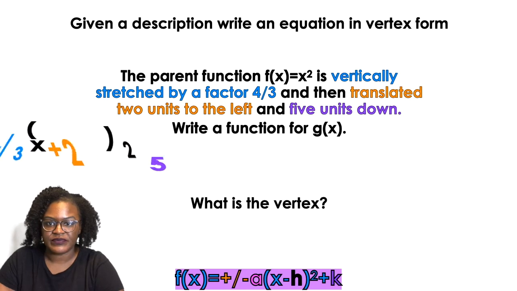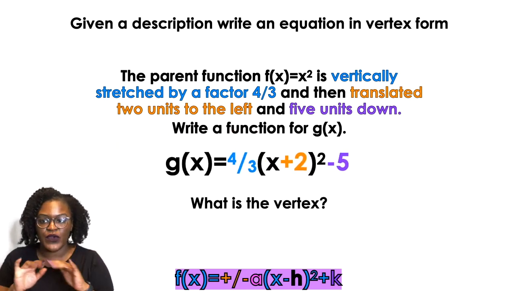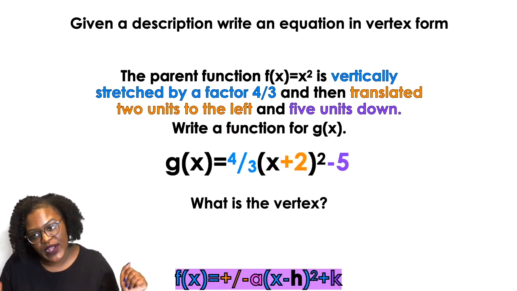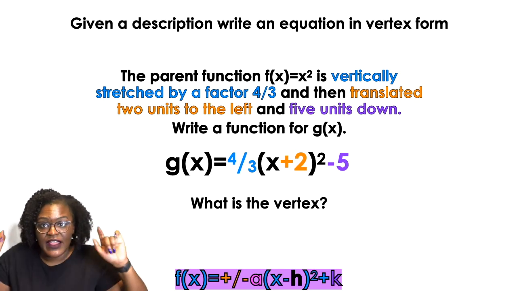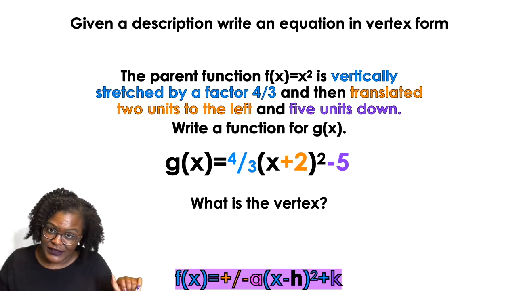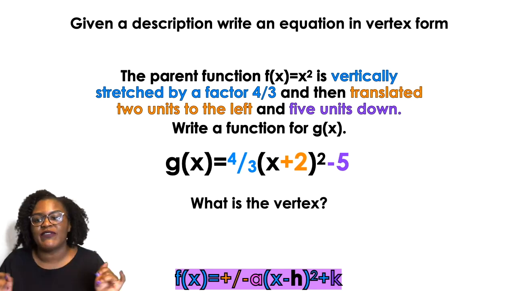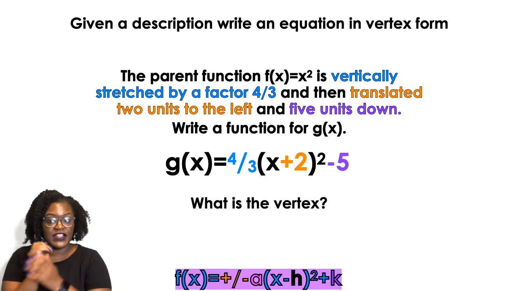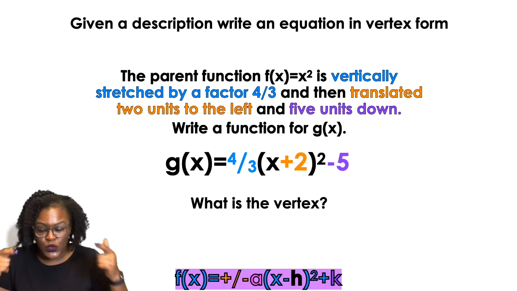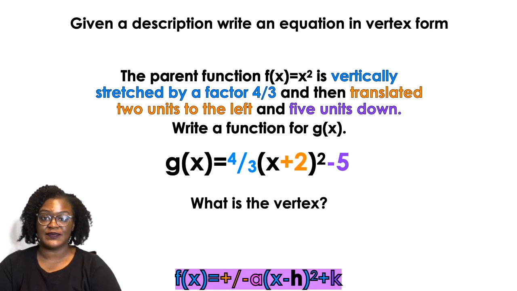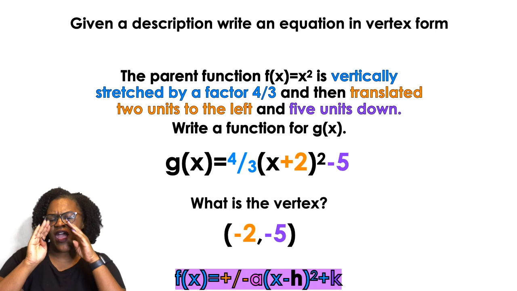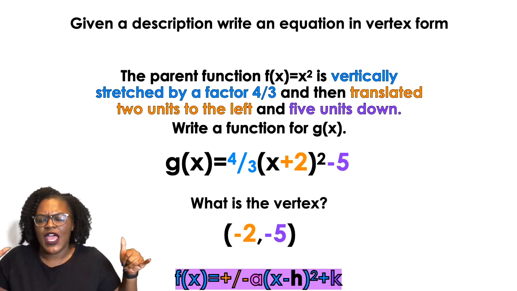See if you got it. g of x equals 4/3 parentheses x plus 2 quantity squared minus 5. You did that. Okay, what's my vertex? Last thing that you got to do. What's my vertex? You got this. Negative 2 comma negative 5. You did it.